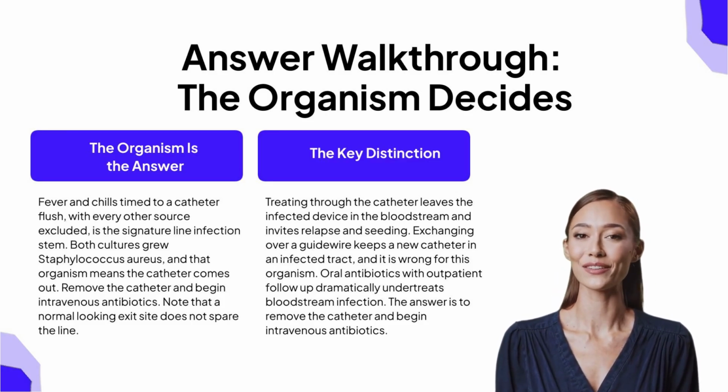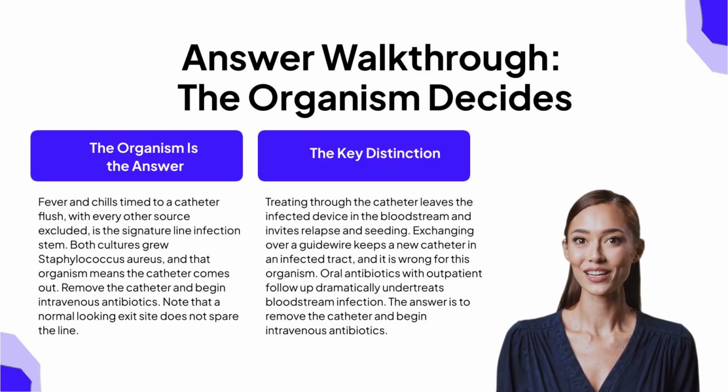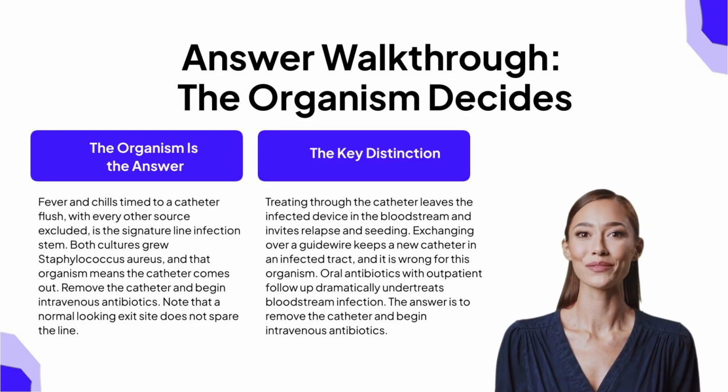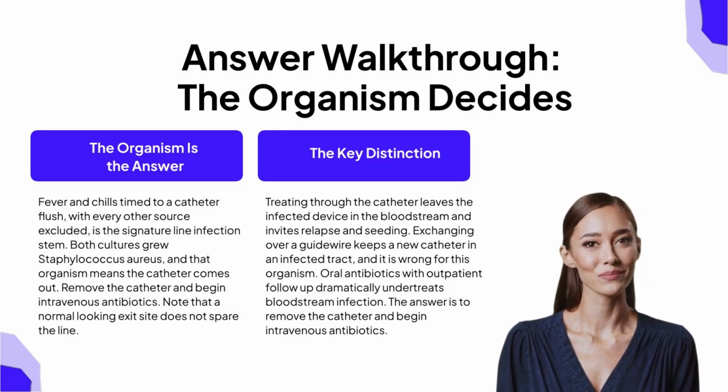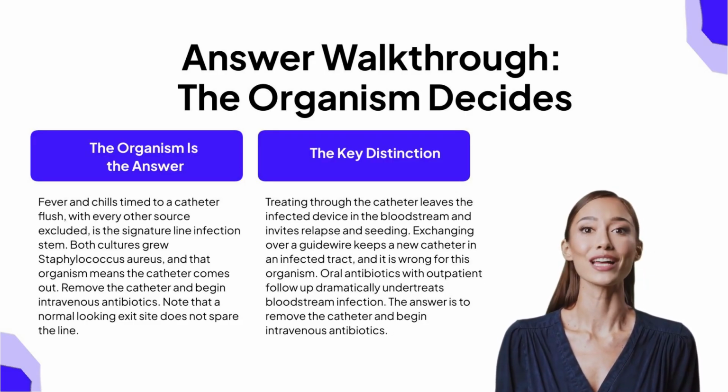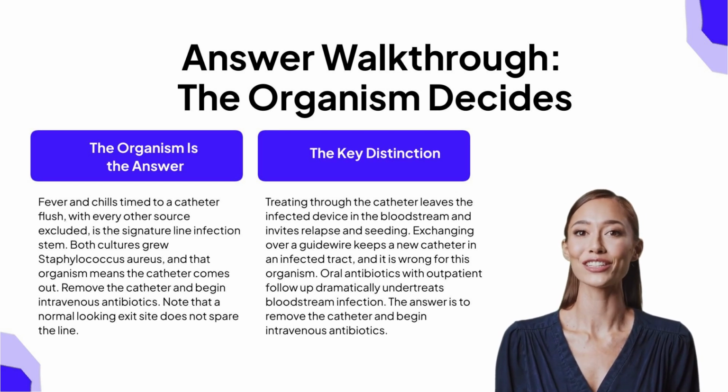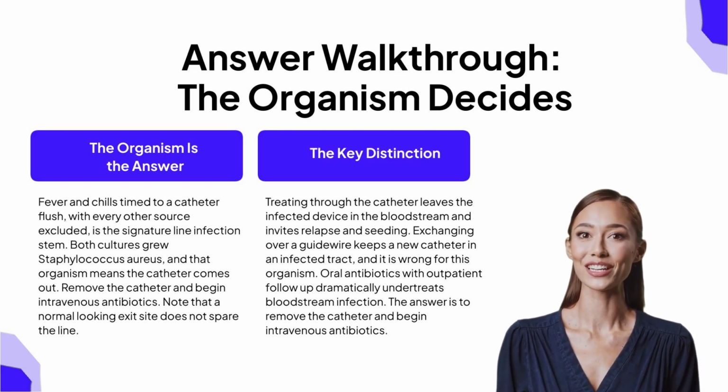Now the key distinction. Treating through the catheter leaves an infected device in her bloodstream, inviting relapse and seeding to her heart valves and spine. Exchanging over a guide wire places a new catheter into an infected tract and is wrong for this organism. Oral antibiotics without patient follow-up dramatically undertreats bloodstream infection in a patient on chemotherapy. The answer is remove the catheter and begin intravenous antibiotics.